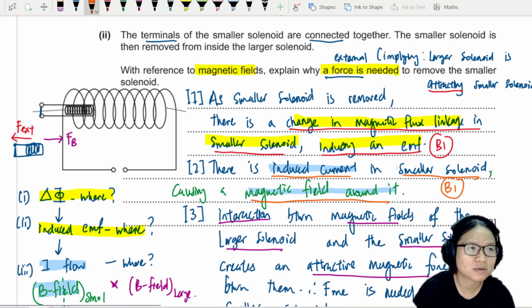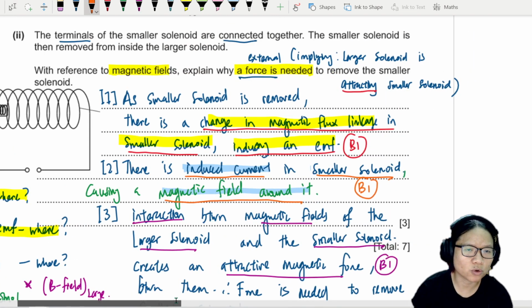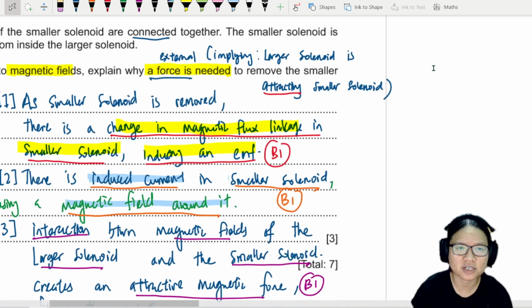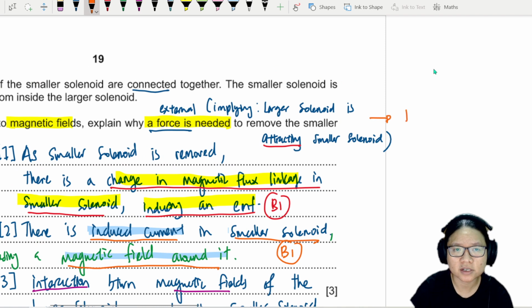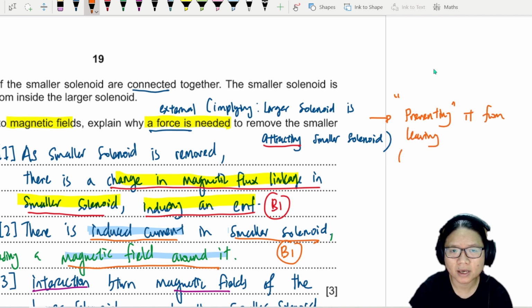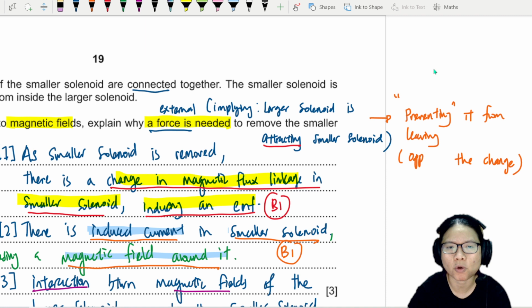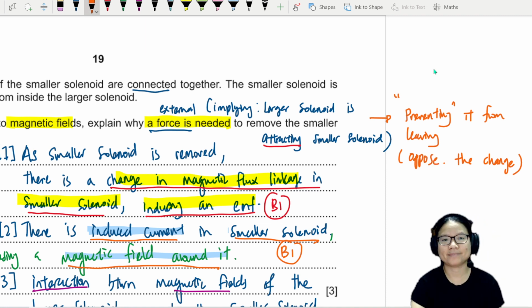Number one, when we look at this, the larger solenoid is attracting the smaller solenoid. This one is preventing it from leaving, aka opposing the change causing it. And the change was the solenoid wants to leave, and you oppose that leaving by attracting the solenoid back. Okay, so you oppose the change. That's one way to look at it.